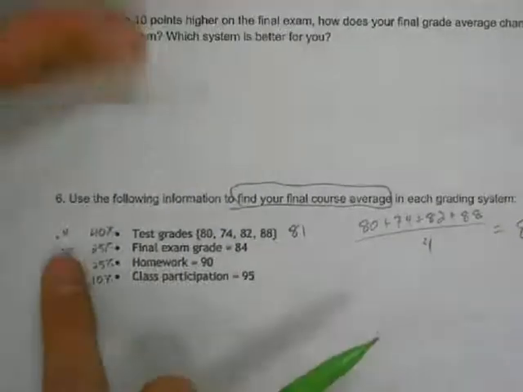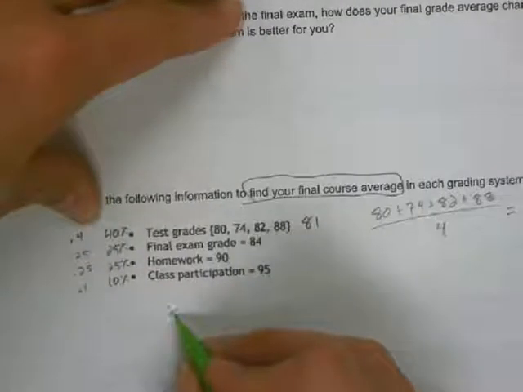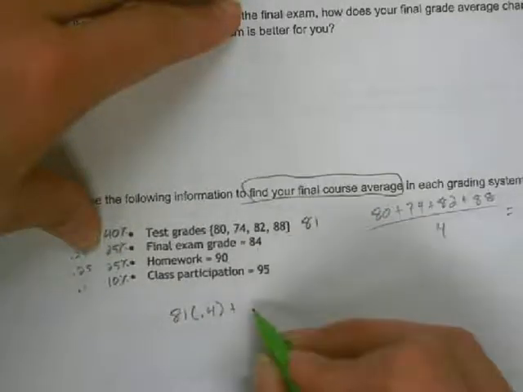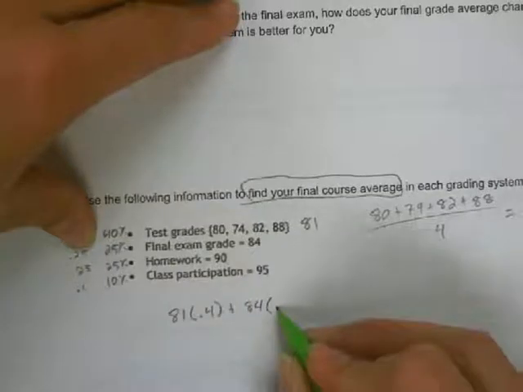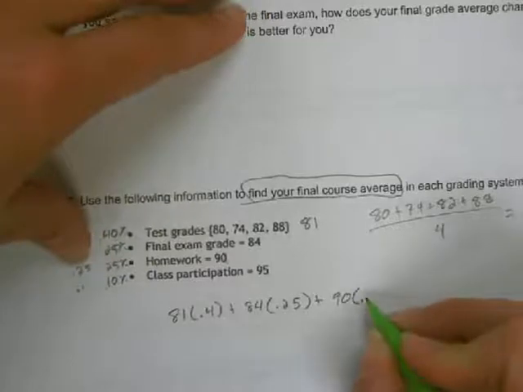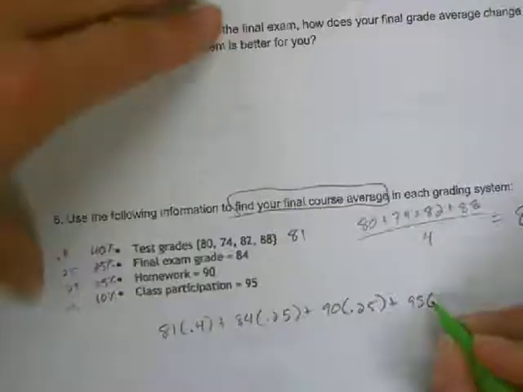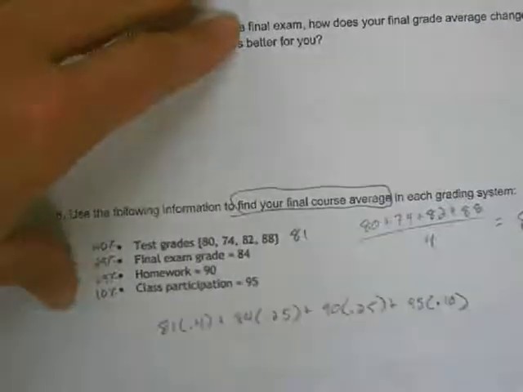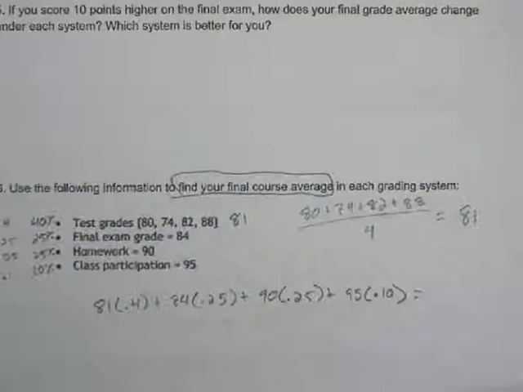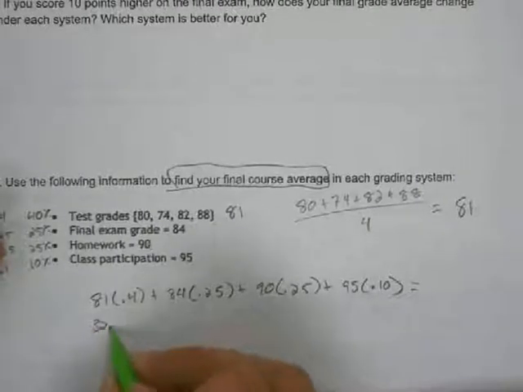Then you're just going to take the average of each one multiplied by the weight of each one. So 81 times its weight, plus the final exam is 84 times its weight, plus homework grade times its weight, plus class participation times its weight. Throw that in a calculator, and that gives you your total grade. 81 times 0.4 is 32.4, and I'm going to do this for each one.